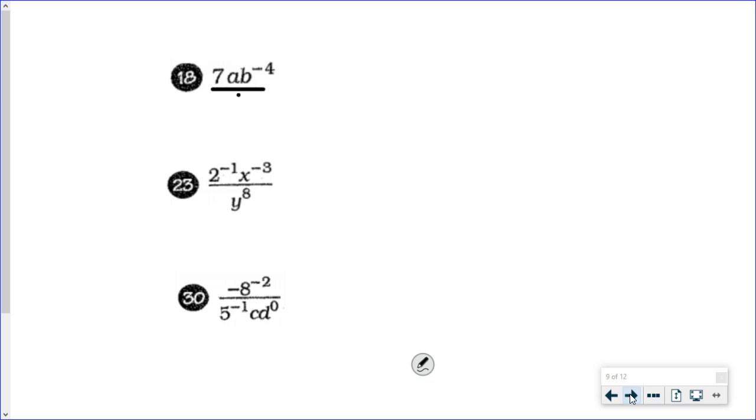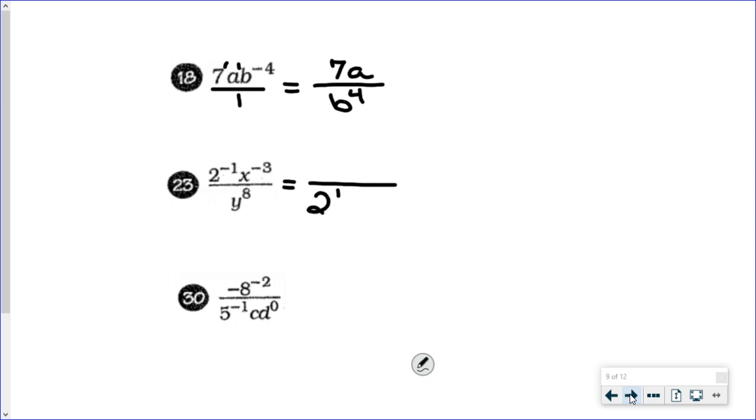Now again, make this into a fraction. So the 7 and the a are left because they both have like +1 exponents is what I've been telling you. The b has to move to get rid of that negative exponent. Okay, and that's all we can do because we don't have any like bases.